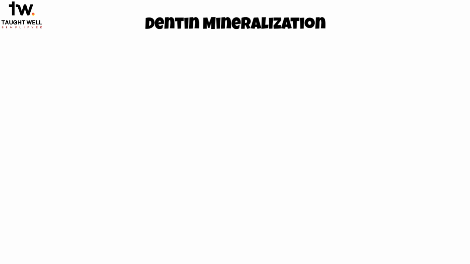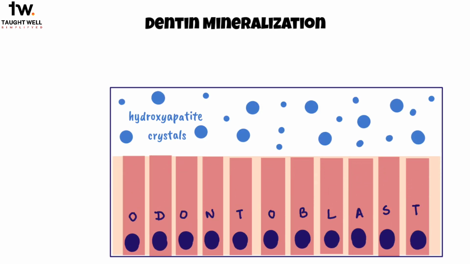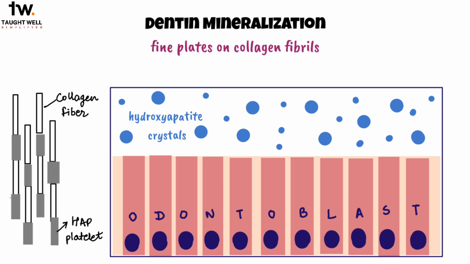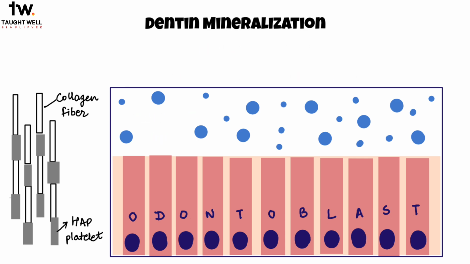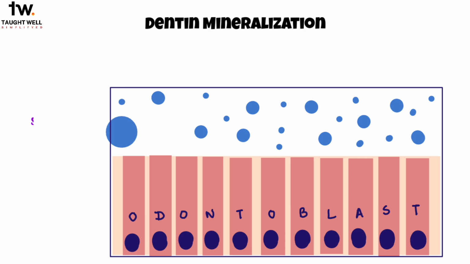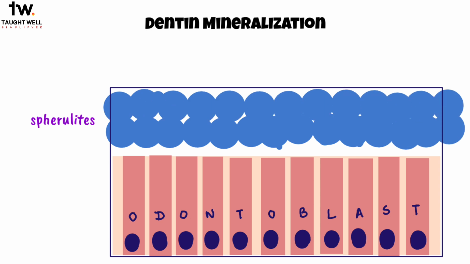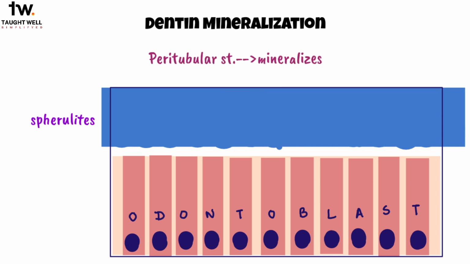Dentin mineralization begins with the formation of tiny hydroxyapatite crystals. These crystals initially appear as fine plates on collagen fibrils and within a glue-like substance that holds everything together. Over time, crystals form inside the collagen fibrils, aligning parallel to them, which is crucial for dentin strength. As mineralization continues, crystals gather into spherical clusters called spherulites, starting the hardening process. The peritubular region around dentinal tubules quickly mineralizes, creating a strong structure.